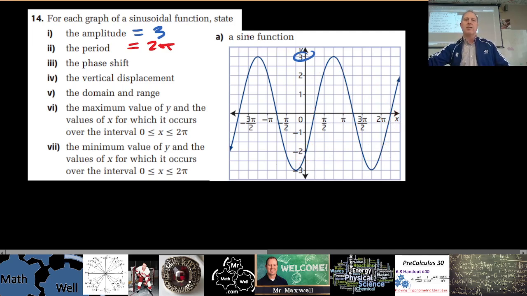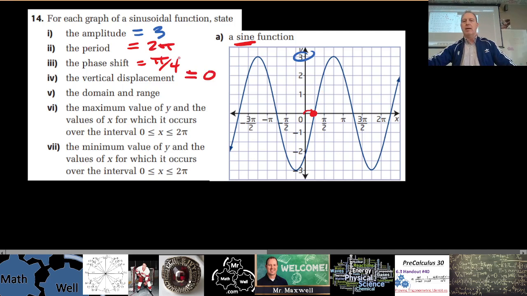Okay, the phase shift. For a sine function, how far over did we go here? Well, just to this point, right? So it's pi over 4. Good. Half of pi over 2 is pi over 4. Okay? Got it? All right, vertical displacement. Did we have to move the original sine graph to get this one? Nothing, because it's symmetrical about the x-axis, so we didn't move it up or down. So the vertical displacement is 0.